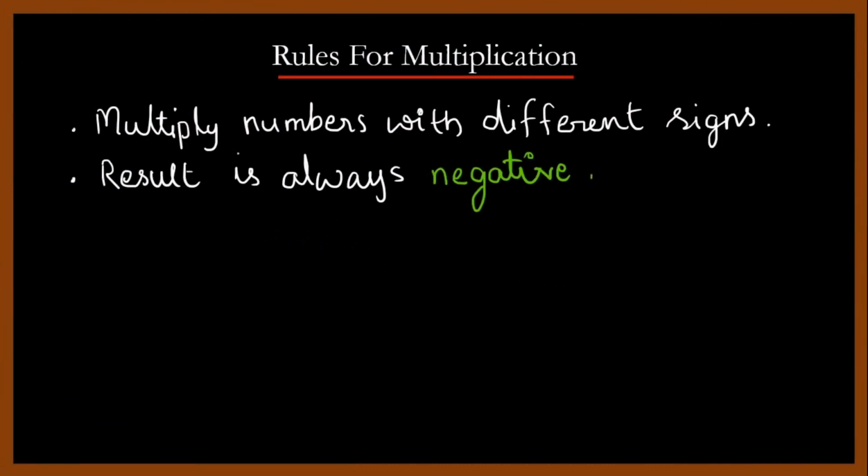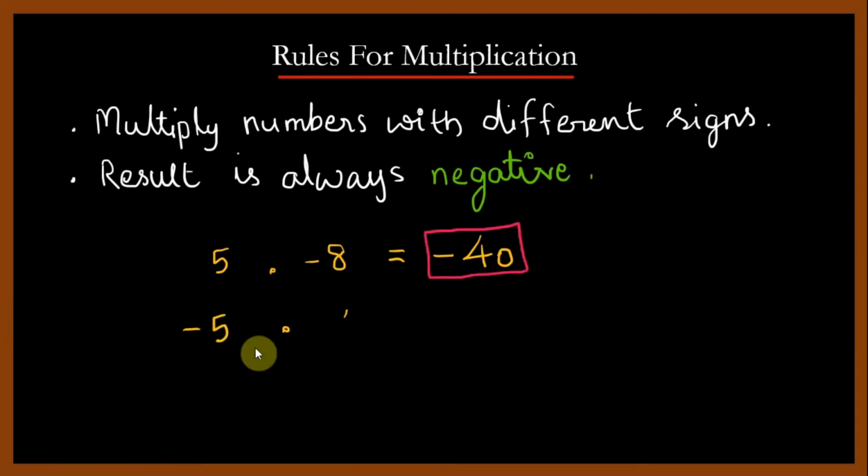So what happens when we multiply numbers with different signs? When you multiply two or more numbers with different signs, that is, one is negative and the other one is positive, the result is also going to be negative. For example, 5 multiplied by negative 8 gives you negative 40, and negative 5 multiplied by 8 is also negative 40.